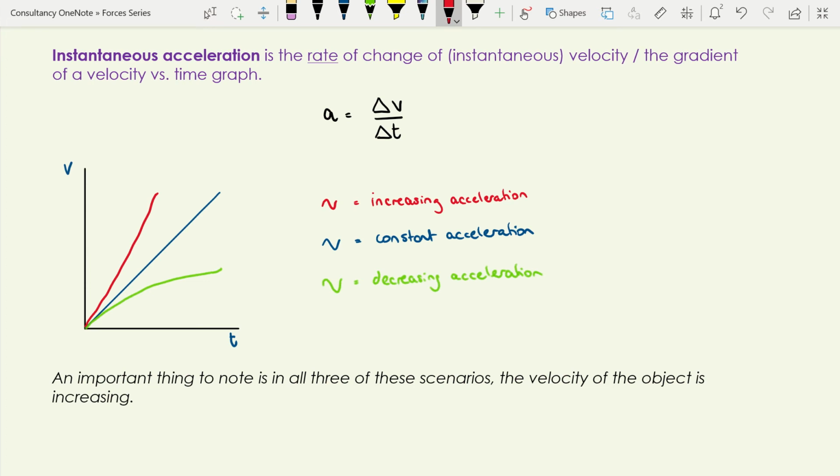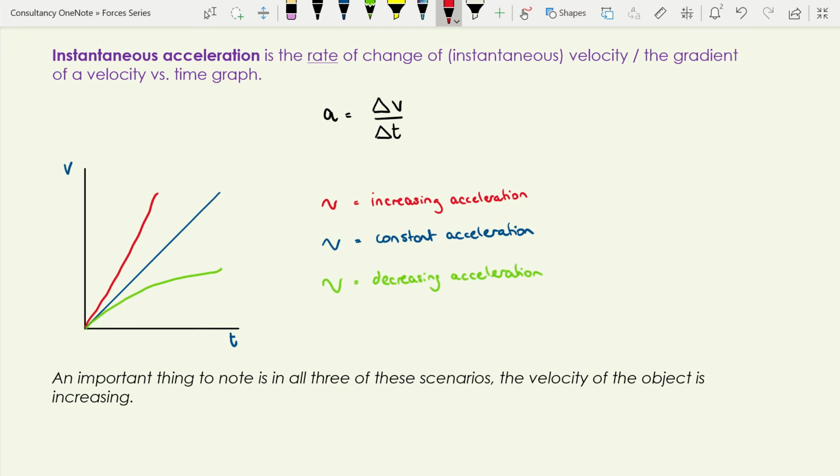If we sketch a few graphs of velocity versus time, we can see in red that the gradient is increasing over time. It's getting steeper, which means acceleration is increasing. You can see in blue, we've got constant acceleration because the gradient is constant. And in green, we've got decreasing acceleration because the gradient is getting less steep over time.